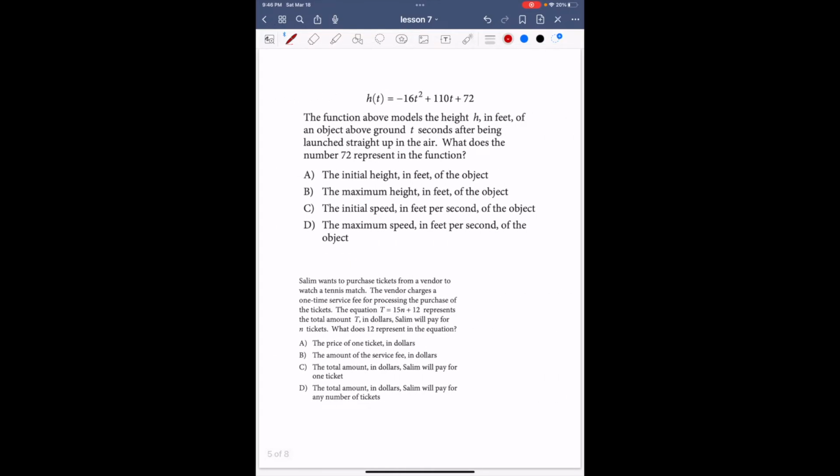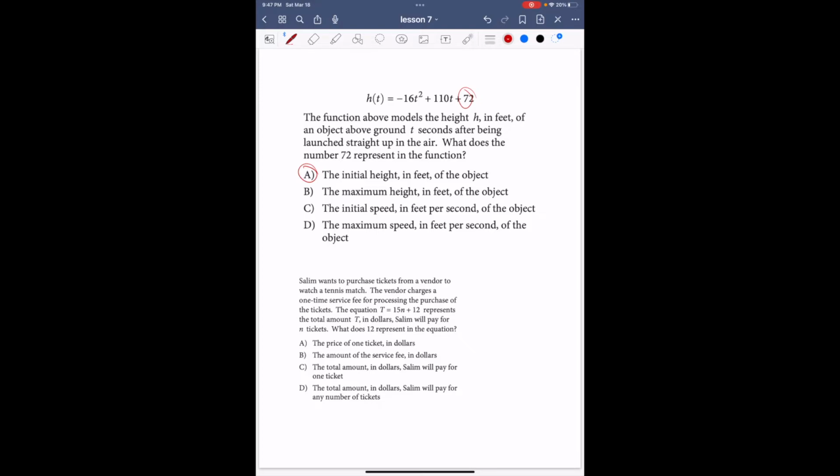The function above models the height h in feet of an object above ground t seconds after being launched straight up in the air. What does the number 72 represent? So that's the y-intercept, or when x is 0, y is 72. So when x is 0, that means 0 seconds after being launched, or as it's being launched, which is the initial height. The initial height is 72.